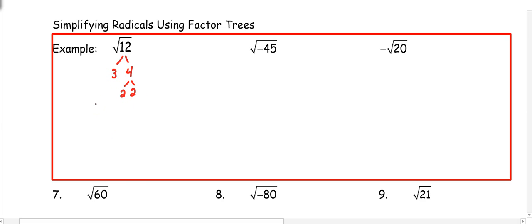So I'm going to look first and see, do I have any pairs? I have a pair of 2's. I'm going to cross one of those out because it needs a pair in order to come out of the radical. So because there's a pair of 2's, a 2 gets to go out front now. 3 doesn't have a pair, so it's stuck underneath the radical. We don't use the 4 because we already broke it down into 2 and 2, so if it has a branch coming from it, we're not going to use that number.